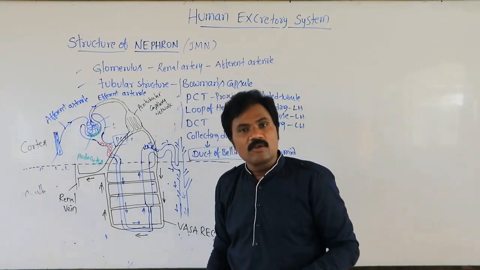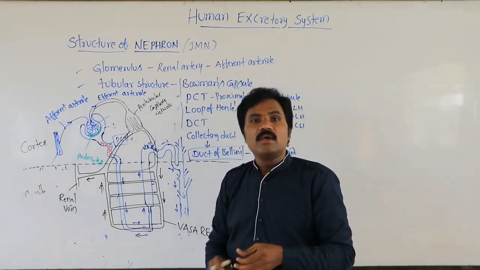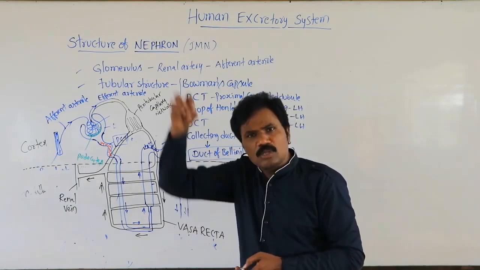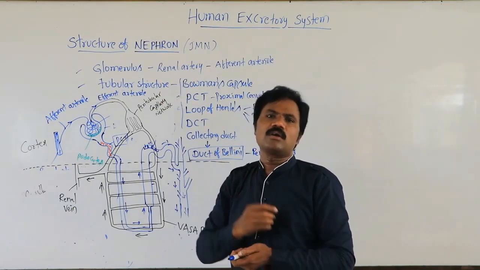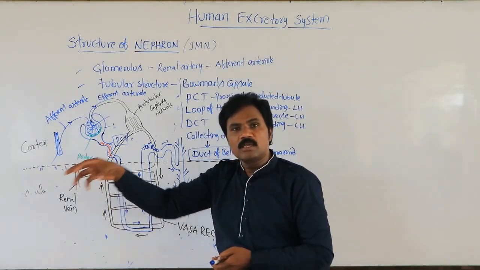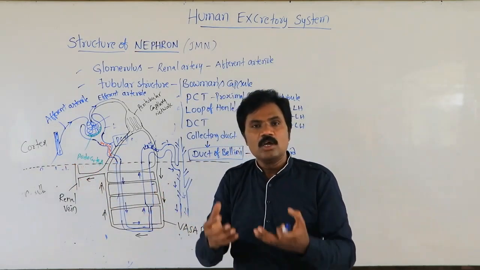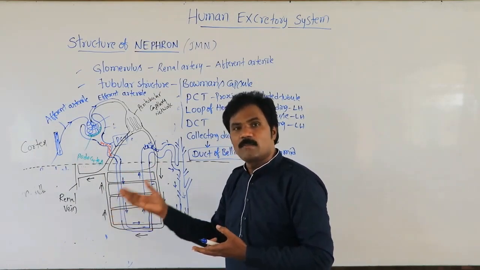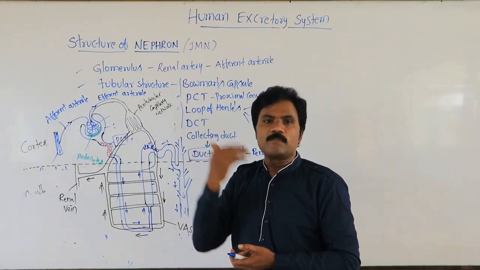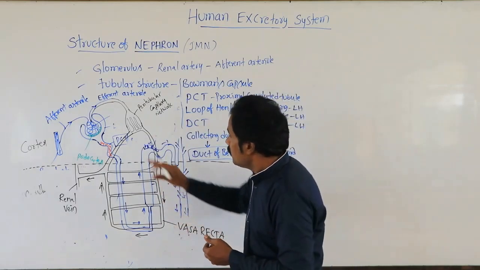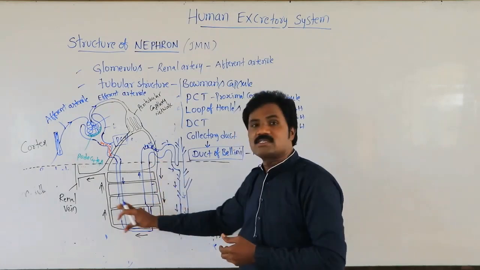What is the use of the renal vein? The renal vein collects the blood from the kidney and sends it towards the heart region. What is the use of veins? To collect blood from all body parts. Similarly, the renal vein collects the blood from the kidneys and sends it towards the heart. So that is what we call vasa recta.